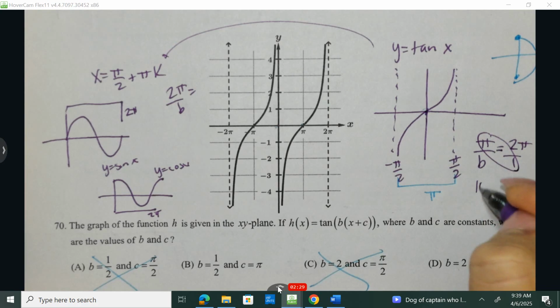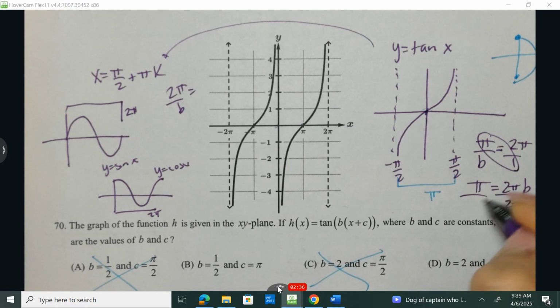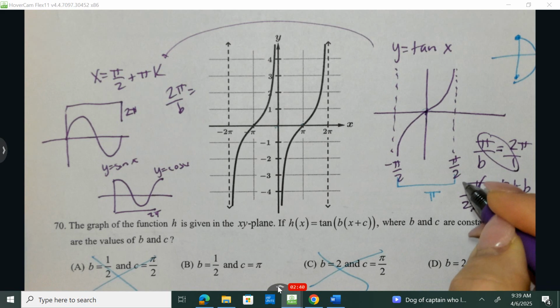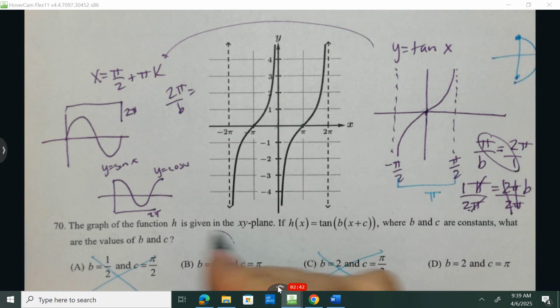I'm going to cross multiply, pi times 1 is pi, and then 2 pi times B. We want to isolate to find out what this B is, and really there's a 1 on top, so I have 1/2, and the correct answer is B.